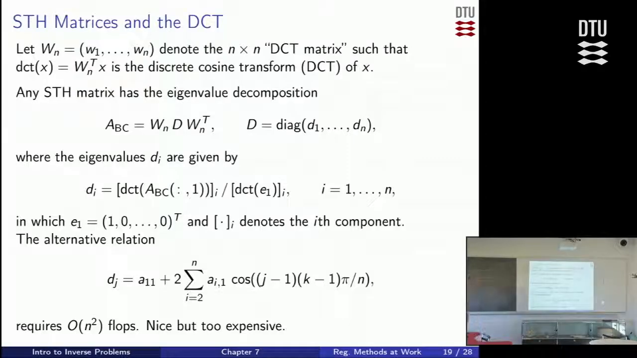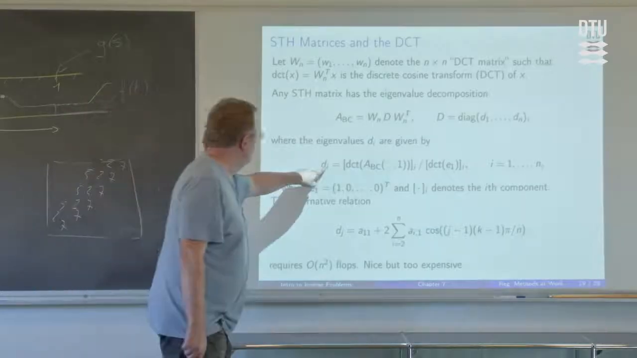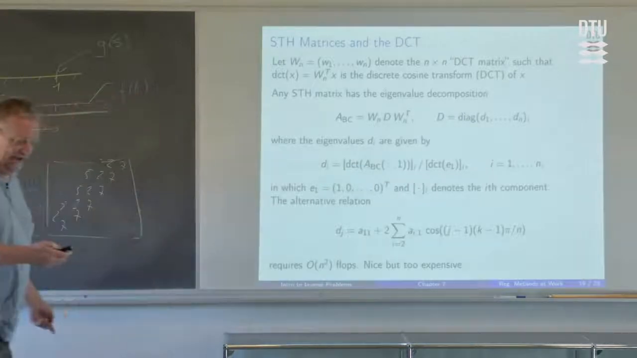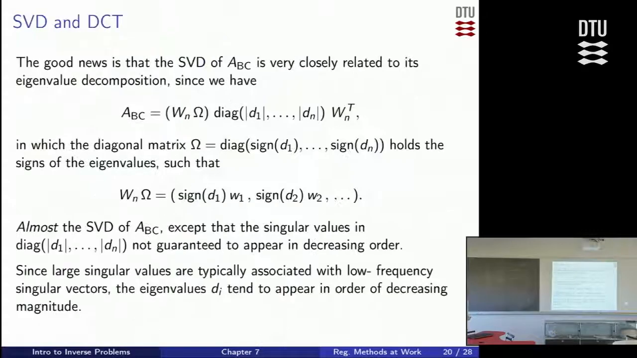All right. So to compute these matrices, you don't really have to compute, because whenever you multiply with them, you're just doing a DCT or an inverse DCT. And the eigenvalues, you don't really have to use an eigenvalue solver to get them. You just use that relation there again. Everything costs n log n operations, so that's quite nice.